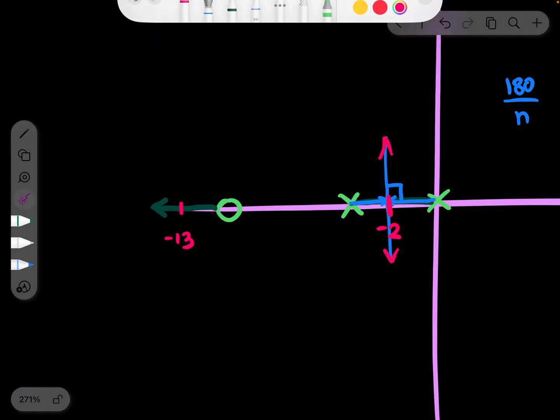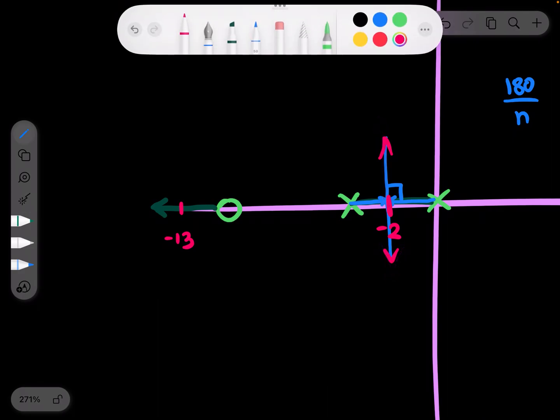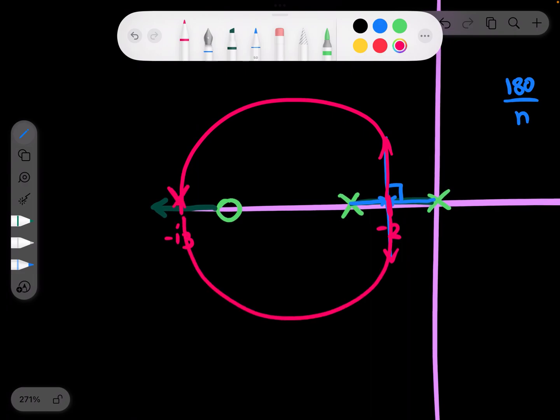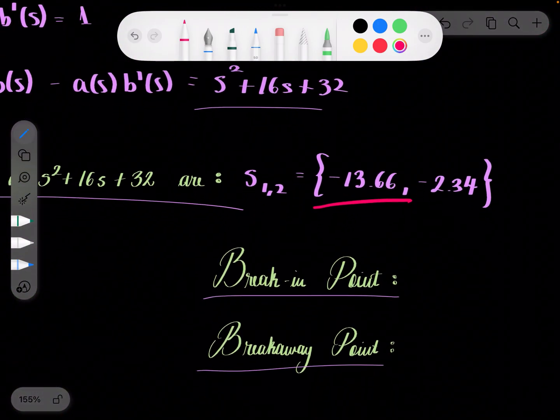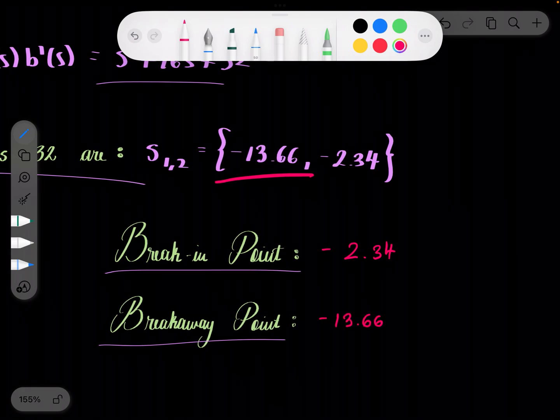So if we have breakaway points at -2, we're going to be having break-in points at -13. And that's basically it. You have breakaway point at minus 2.34 and break in at minus 13.66.